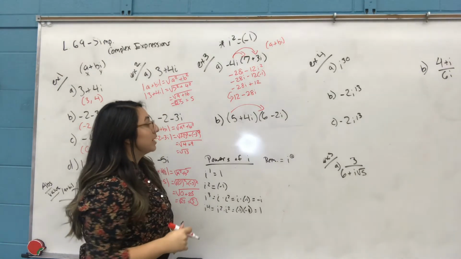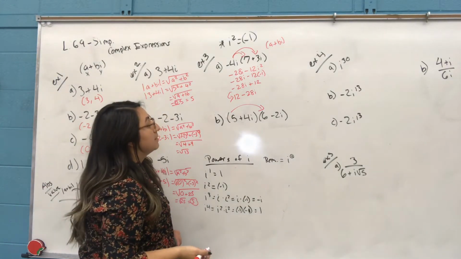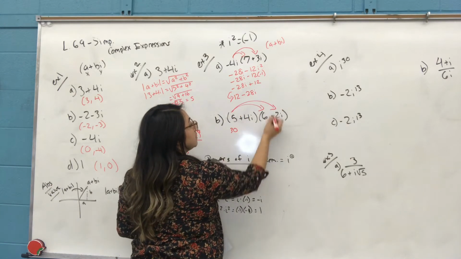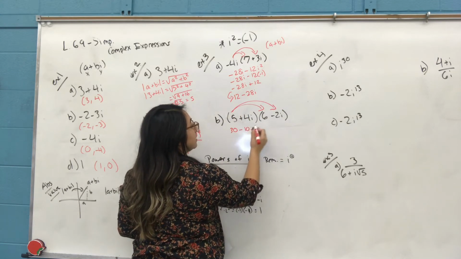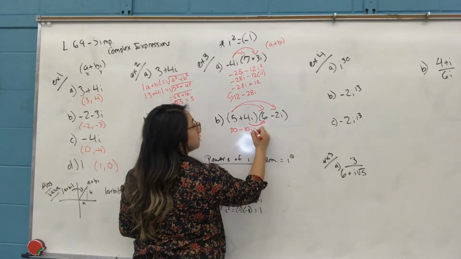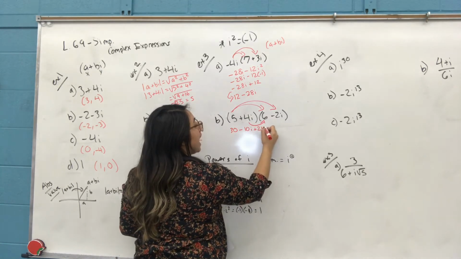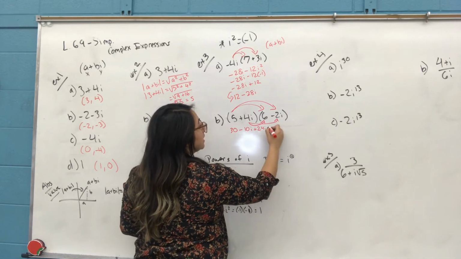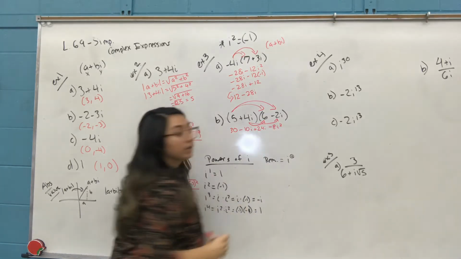Here we have 5 plus 4i times 6 minus 2i. We do 5 times 6, just 30. 5 times negative 2i is negative 10i. 4i times 6 is positive 24i. And then 4i times negative 2i is minus 8i squared.